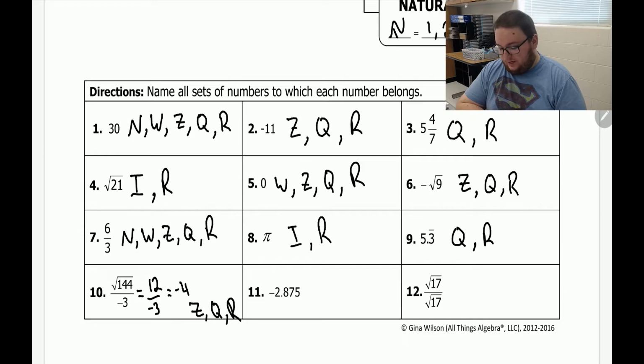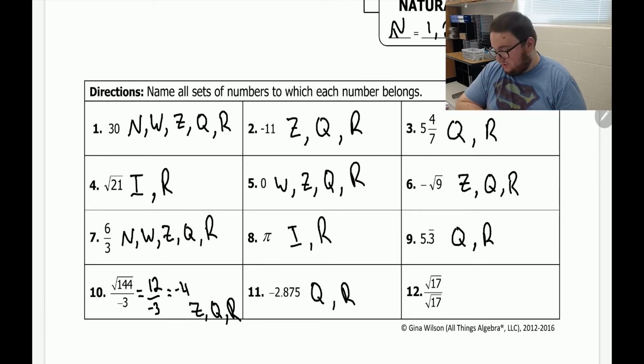Number 11, we have -2.875. The decimal ends, so that means that it's going to be rational automatically. Since the decimal ends and it's not repeating or anything else like that, we can just automatically assume that it's in the rationals. And if it's in the rationals, then of course it's going to be in the reals.